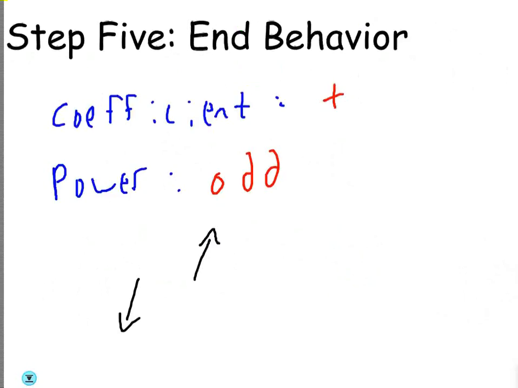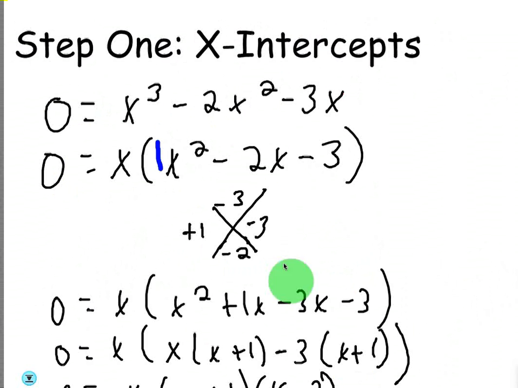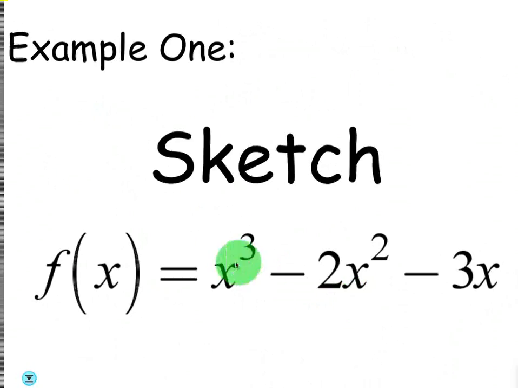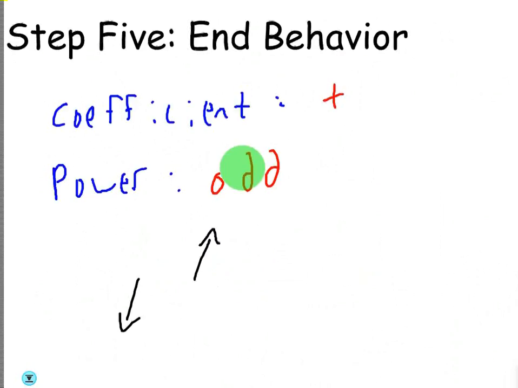Next step someone already alluded to, which is end behavior. We need to know what's going on the left and right. And because the leading coefficient is 1 in this case, and the highest power is odd, from that previous lesson, we know it's going to be going down on the left, up on the right. Okay?